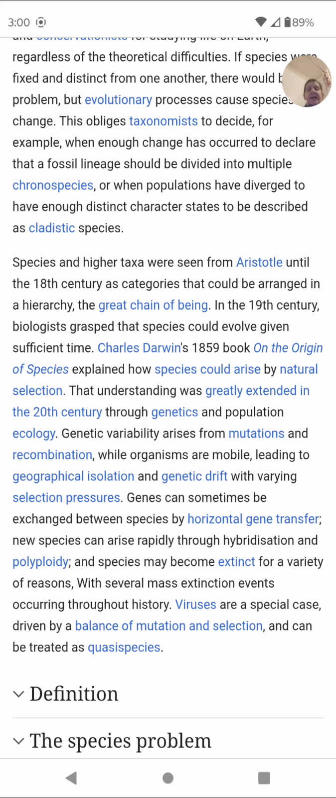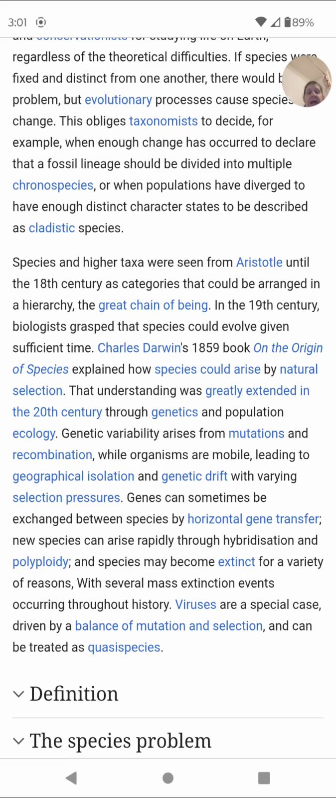Species and higher taxa were seen from Aristotle until the 18th century as categories that could be arranged in a hierarchy, the Great Chain of Being. In the 19th century, biologists grasped that species could evolve given significant time. Charles Darwin's 1859 book On the Origin of Species explained how species could arise by natural selection. That understanding was greatly extended in the 20th century through genetics and population ecology.